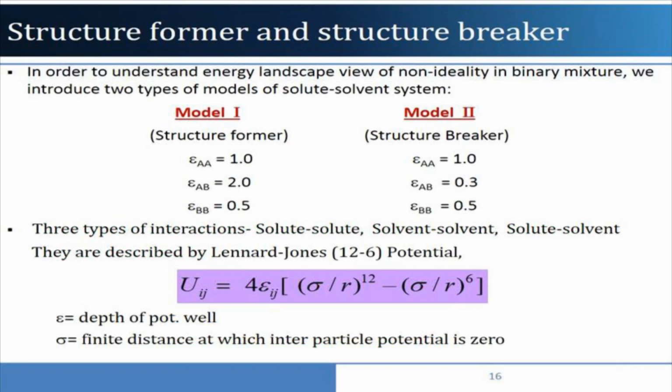Now we simulated two kinds of things. The things that you read in this undergraduate text, we call them structure former. When A and B like each other, in a binary mixture, two components A and B, when A and B like each other, we call it structure former. When A and B dislike each other, interaction is less, this is called structure breaker. We have many solid solvent systems which are structure makers, we have many which are structure breakers. Okay.